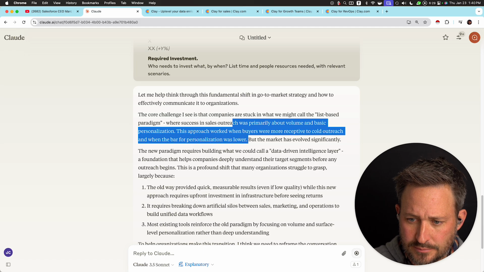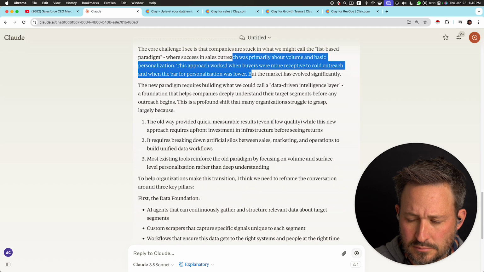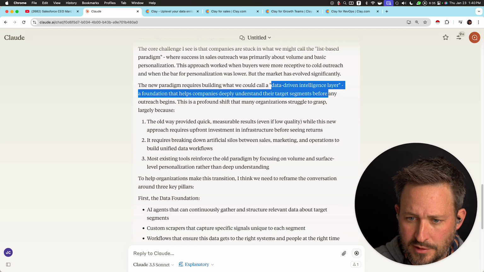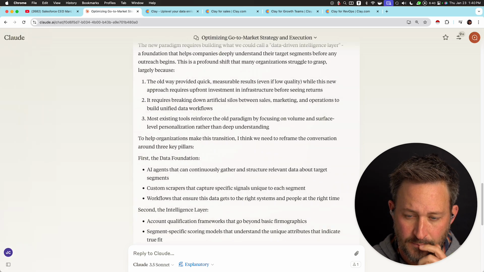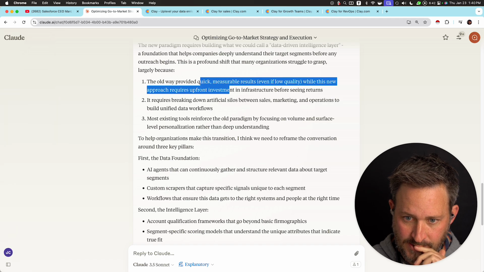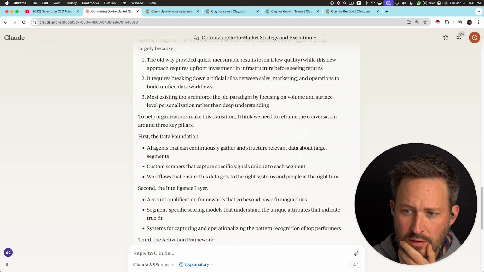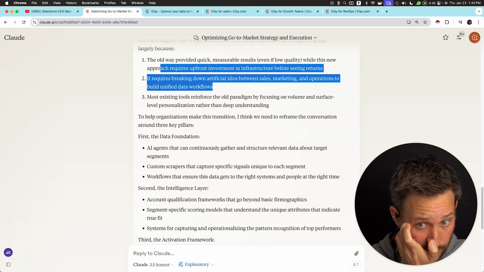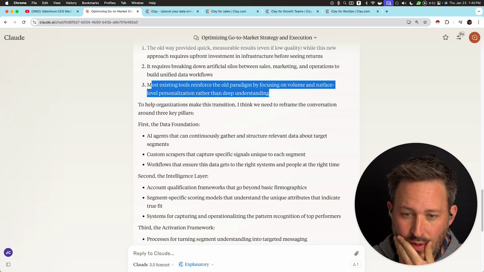Yeah, this is right. Data-driven intelligence layer. Yeah. This is right. This is also very true. That's right.